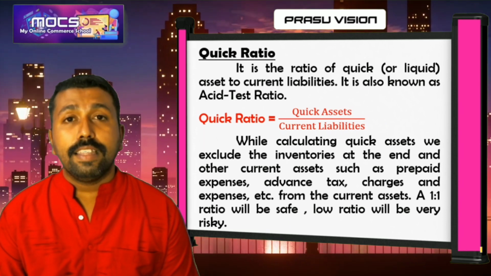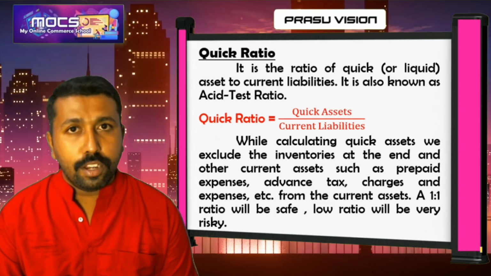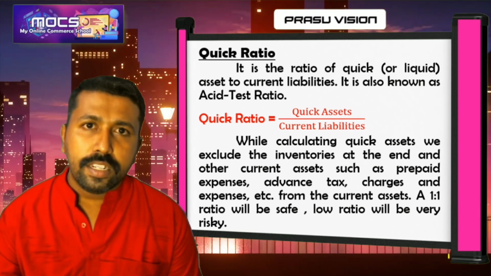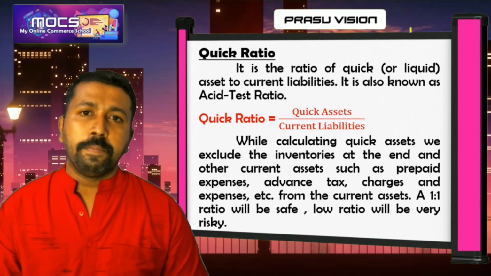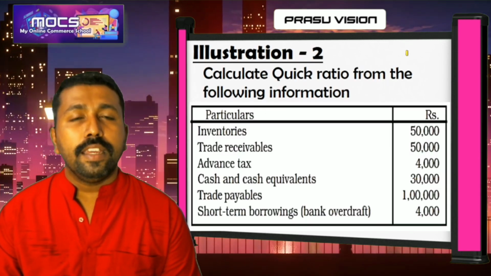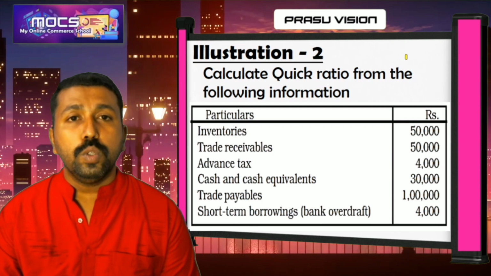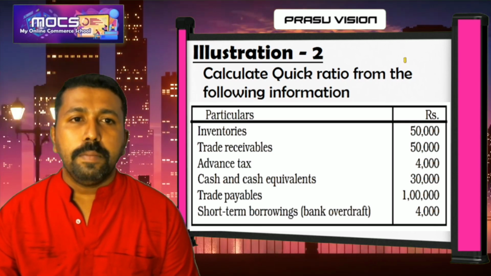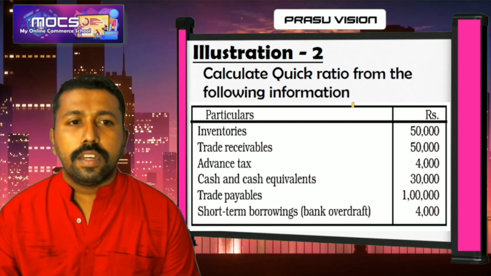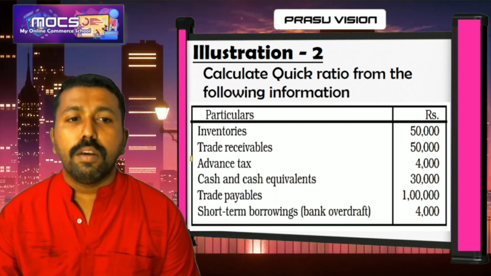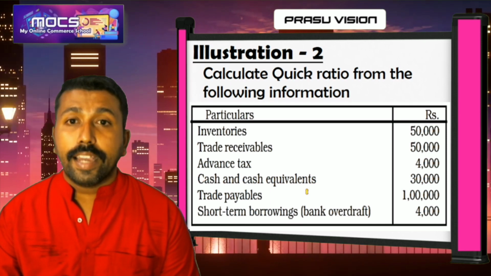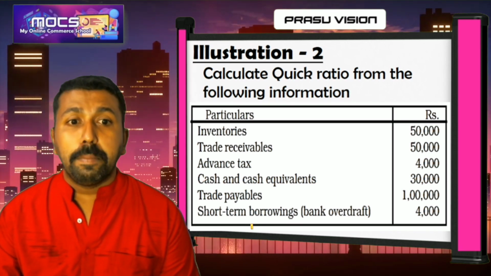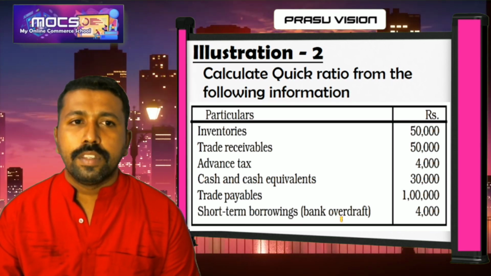We will deduct these items from the total value of current asset to find the value of quick asset. So how can we find the current ratio and quick ratio? Just go through this question. Again, the same question is there: the inventory, trade receivable, advance taxes, cash and cash equivalents, trade payable, short-term borrowings.